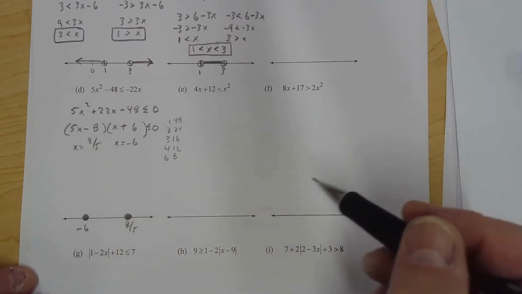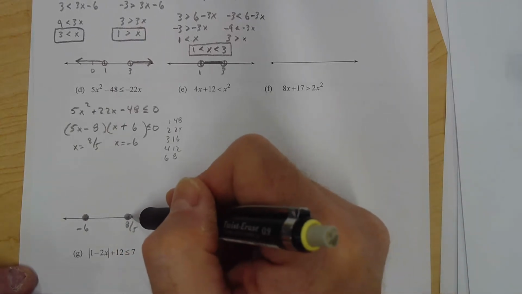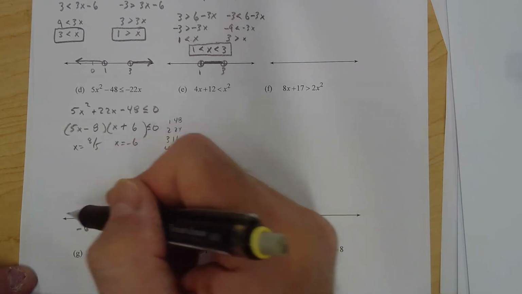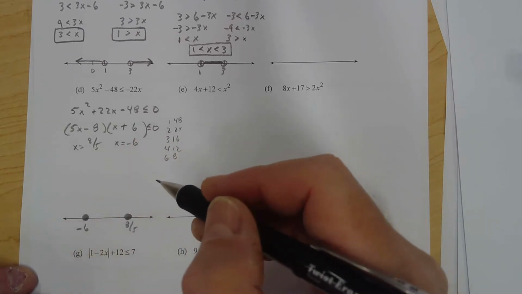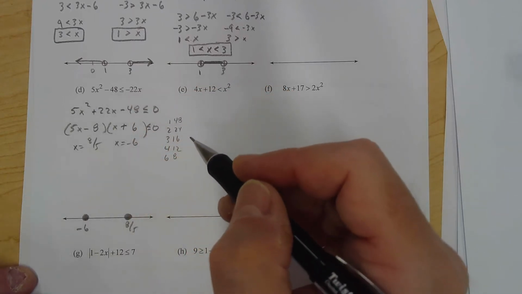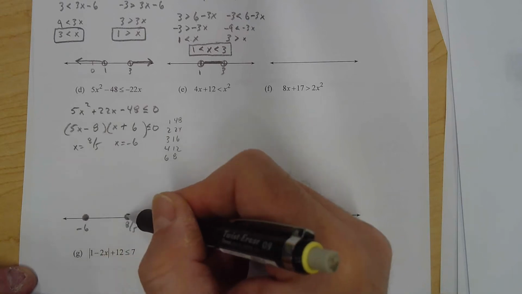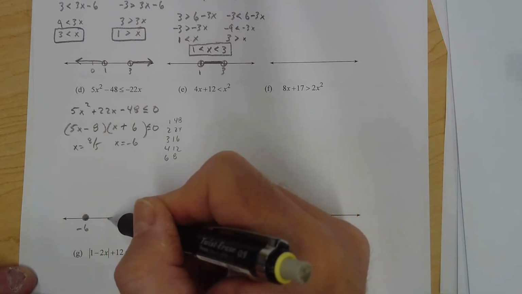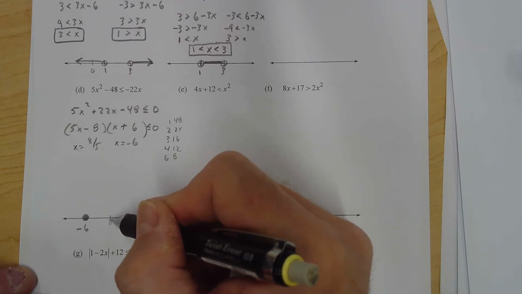And now I have to test points in the sections I just created. There's a section to the right of 8/5, there's a section in the middle of these two values, and then there's a section to the left. And I need to test points to see if they make the equation true or false. And we're going to shade what's true. I always start with a number in between here, and a number in between -6 and 8/5 is 0. 0 is right about there. So I'm going to test 0.